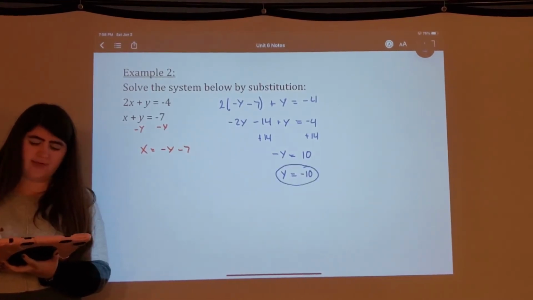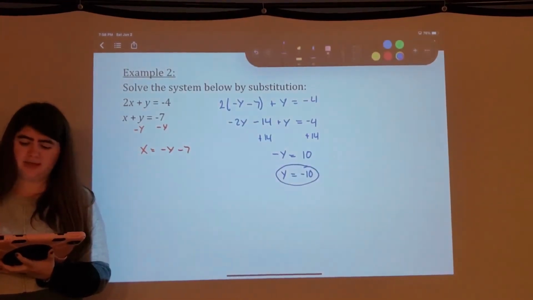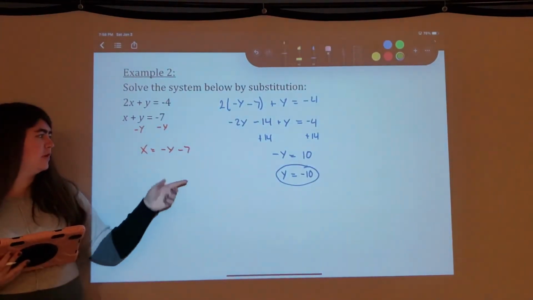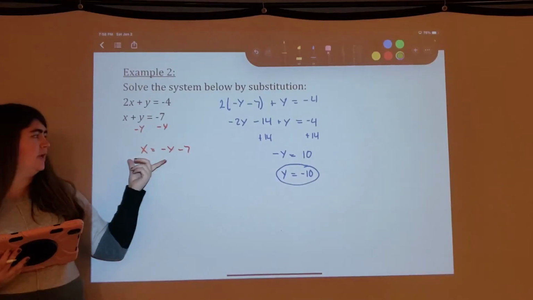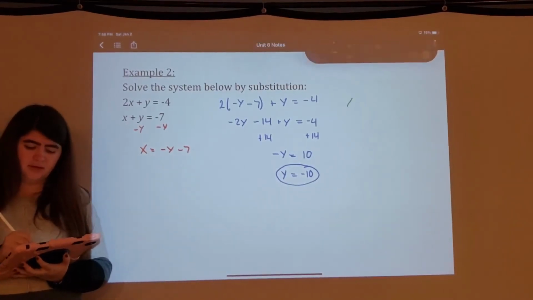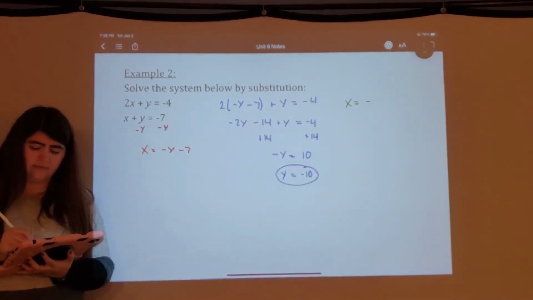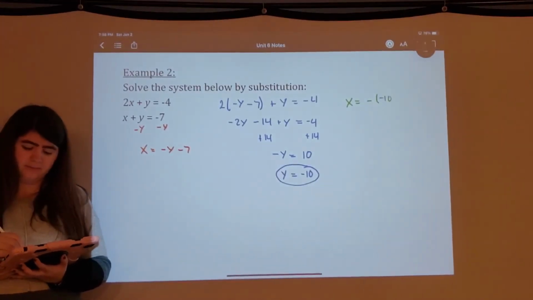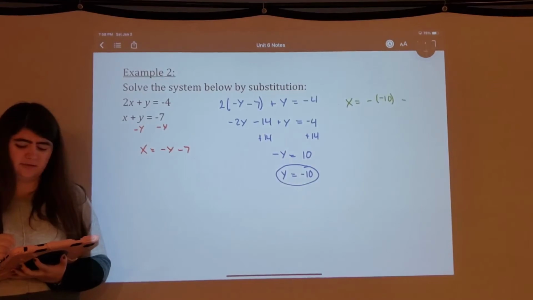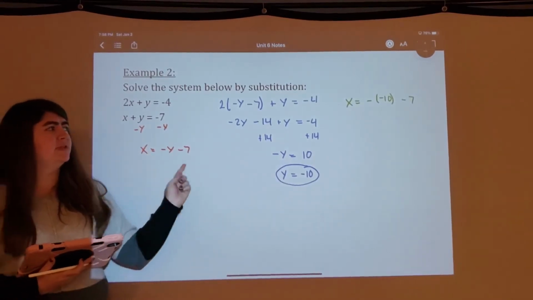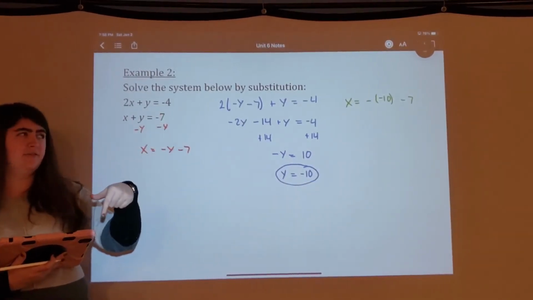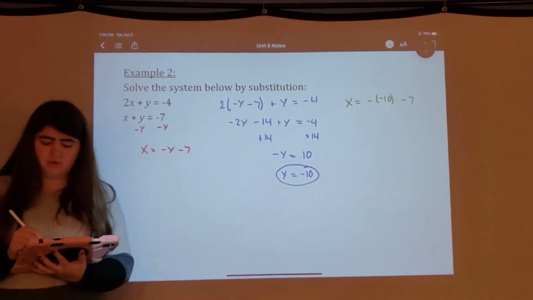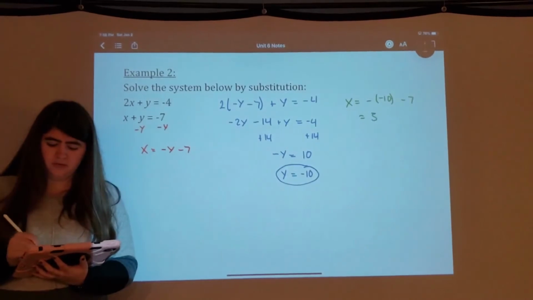So now that I have that, I can go ahead and plug that into my second equation. I'm actually going to plug it in down here. So I have x is equal to negative y, and our y is negative 10, minus 7. And I have negative of negative 10, which means our negatives cancel out. So I really have 10 minus 7, which means that x is equal to 3.